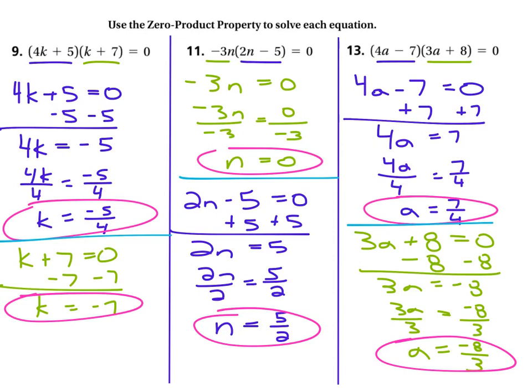Okay, that's it. That's how you do it. Set each of the binomials or the monomials equal to 0 and solve for the value of the variable that would make that expression equal to 0.